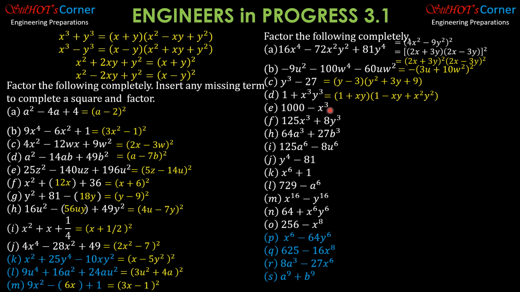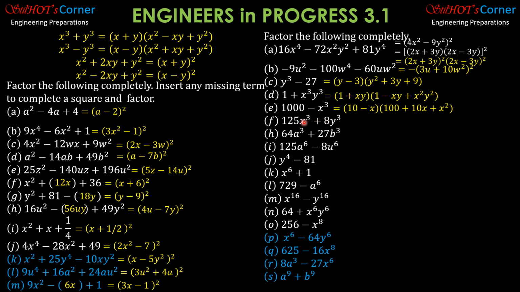This is 10³ − x³. So the factors would be 10 − x, then the other factor would be the square of 10, 100, plus their product 10x, then the square of x, x². So this is (10 − x)(100 + 10x + x²).